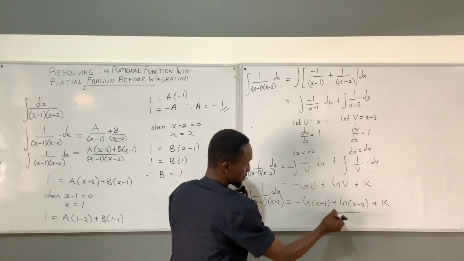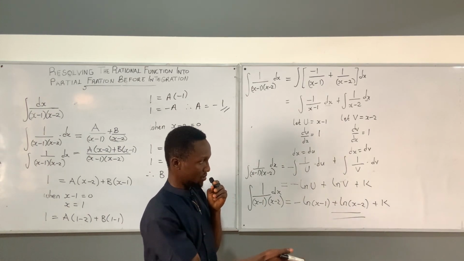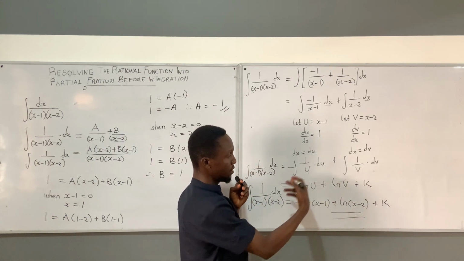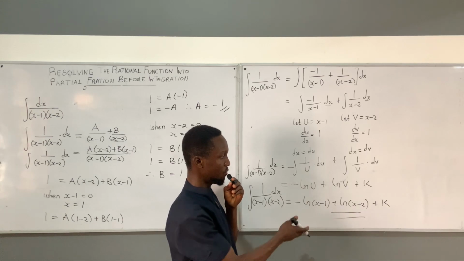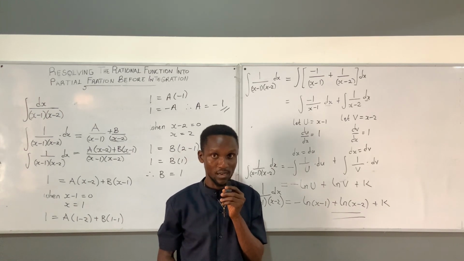Alright, so I'm not sure there is anything we can do about this. So you can decide to bring this one first since you have a negative here, and then send it to the other side. And that will be all for this solution. So I believe that I've been able to explain for you to understand.